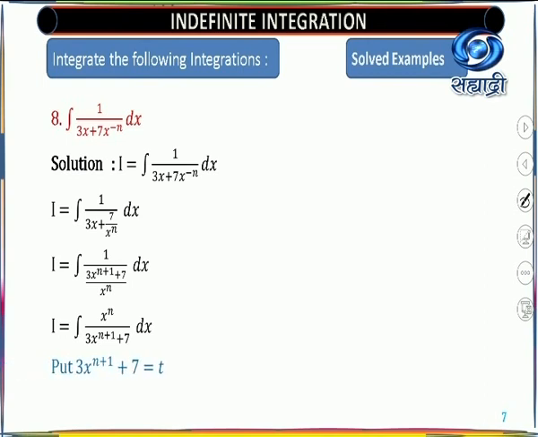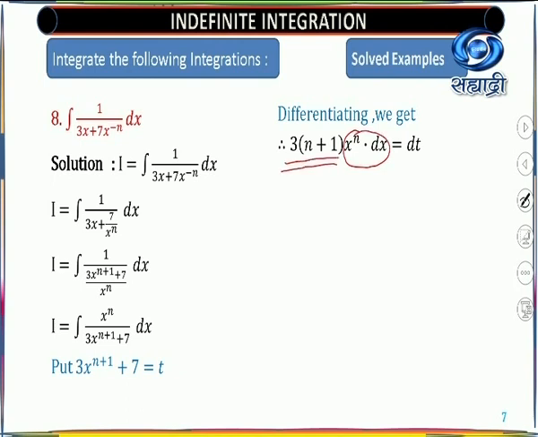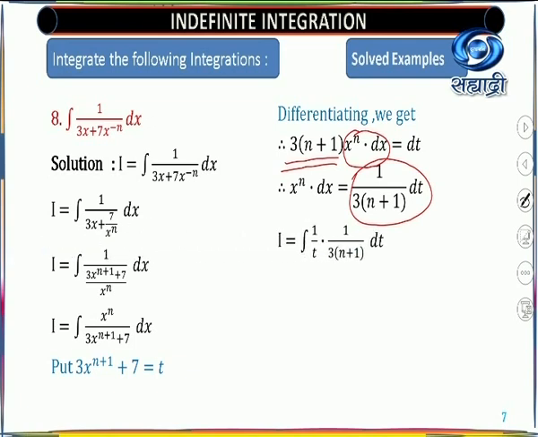By this substitution, what will you get? Differentiating, you will get 3 into n plus 1 times x raised to n dx equal to dt. Now you have x raised to n dx in your function, and as usual this is a constant. So what will you write? You will write x raised to n dx equal to 1 upon 3 into (n plus 1) dt. Now look at here. This value you need to substitute in your integration. So you will substitute here 1 upon t into 1 upon 3(n plus 1) dt.